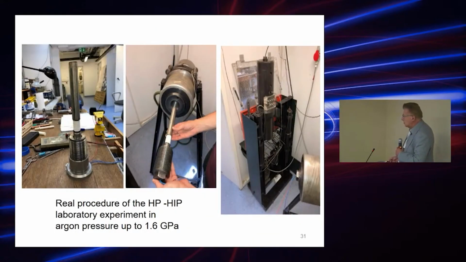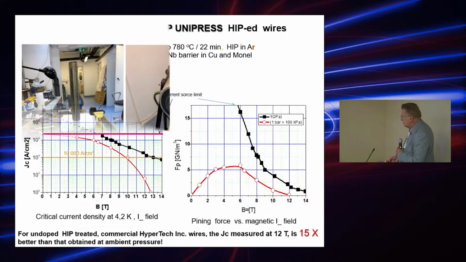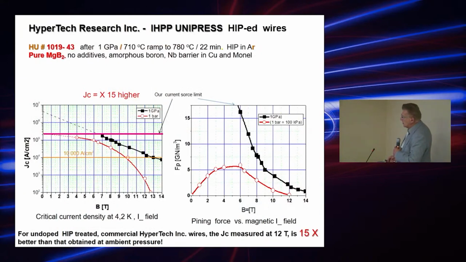And this is how we use our high pressure equipment and the furnace. Preparing the furnace and the compressor up to 15,000 bars, which is connected to the chamber. This is quite old results, but I would like to show on the example of this how the JC changed for a typical Hypertech wire heaped at that condition, 1 gigapascal, with an increase up to 780 degrees.